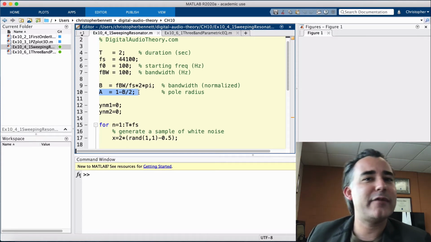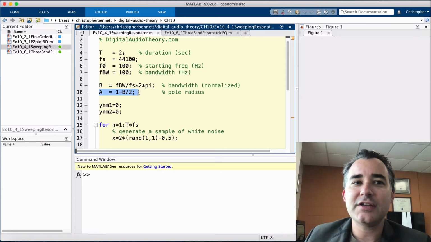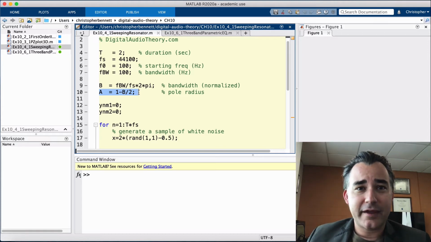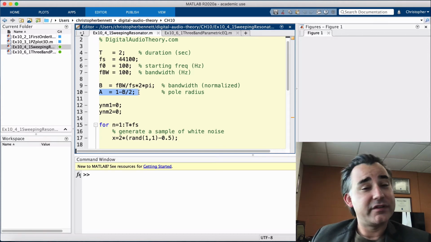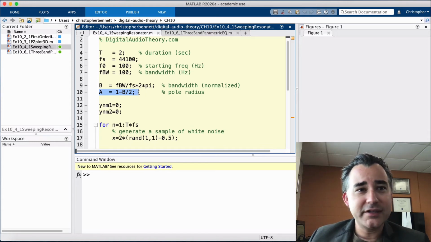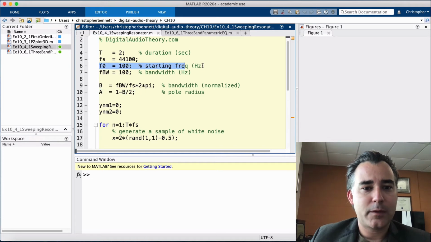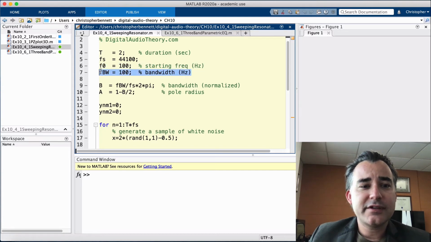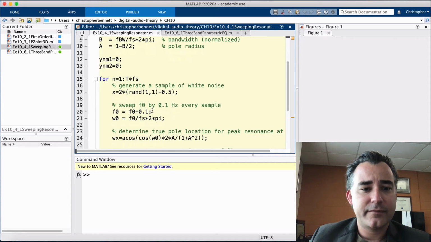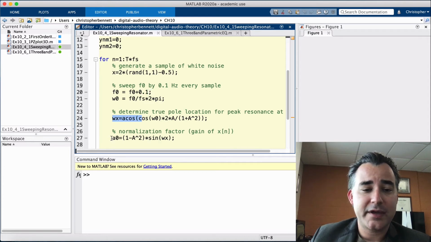Now, a sweeping resonator is a time-varying effect in which the resonant frequency, F0, changes over time. In this example, F0 is going to increase every time the sample index increments. The starting state of the sweeping resonator is going to be centered at 100 Hz, with a bandwidth of also 100 Hz. This resonator is going to increase at a rate of 0.1 hertz per sample for a duration of 2 seconds. The input to the resonator is a random noise signal, and since F0 changes every sample, the pole frequency and normalization factor, omega x and A0, also need to be recalculated every sample.